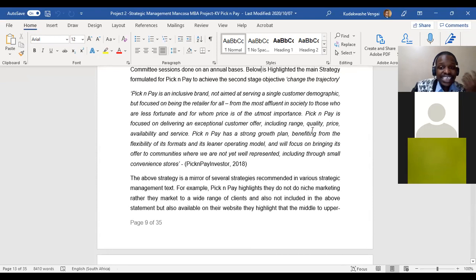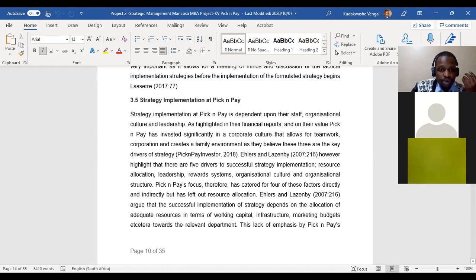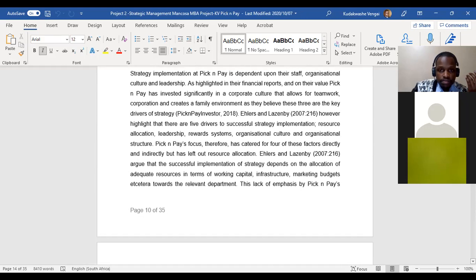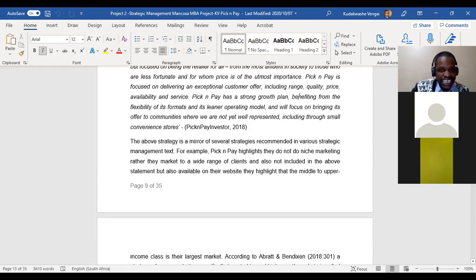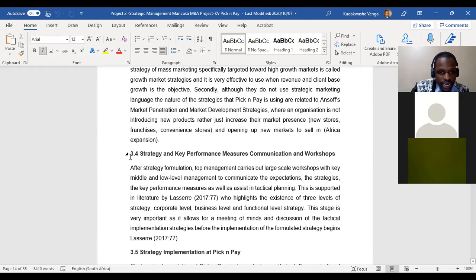Then we go to the next one, which is strategy implementation. All right, for this one, there was a slight difference. Remember what I said, that they had an extra stage, which was not in literature. This extra stage that Pick and Pay had, which was not in literature, is the key strategy and key performance measure workshop and et cetera, right? Which we did not find on any of the other stuff, right?